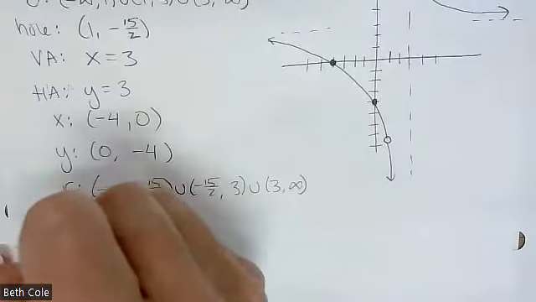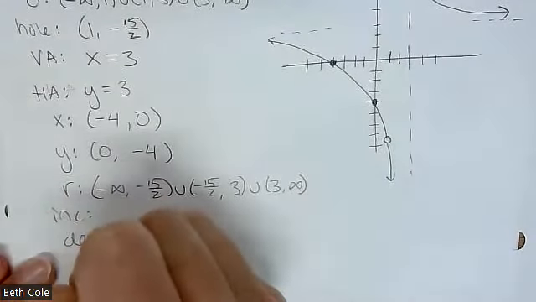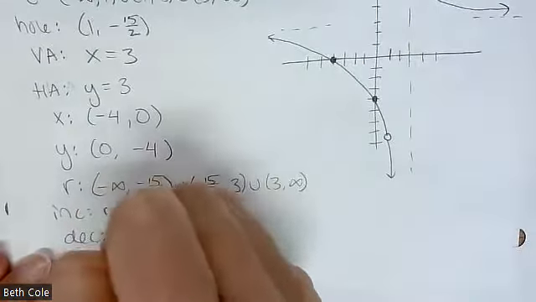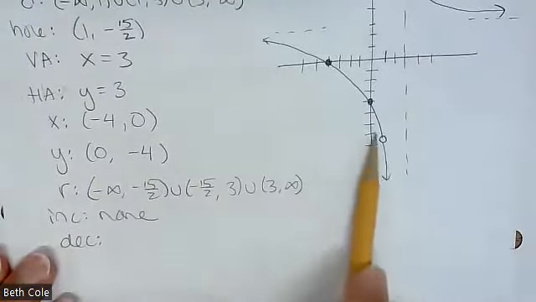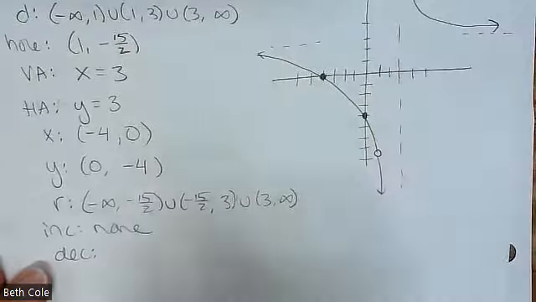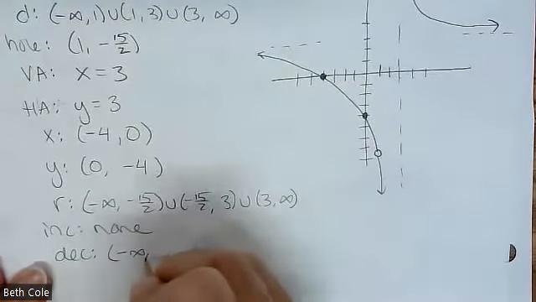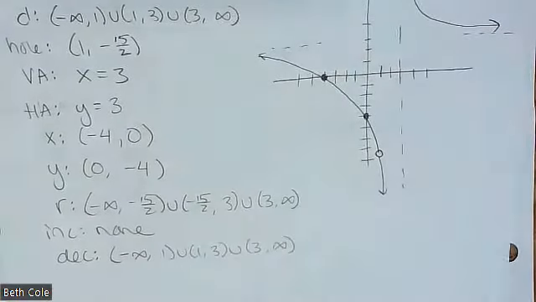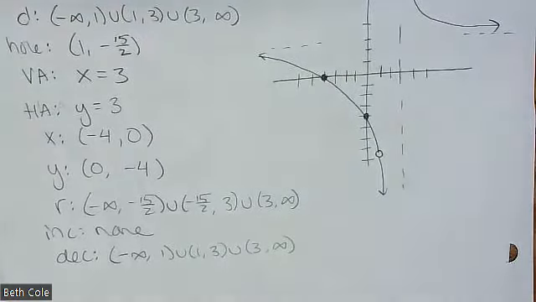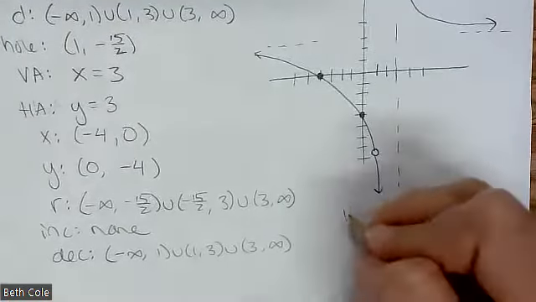All right, increasing, decreasing. Which one do we not have? Yeah, there is no increasing. It's decreasing all of the time, so copy over the domain. Just whatever your domain says, copy that over. And then what's the last thing? Yeah, the ends.